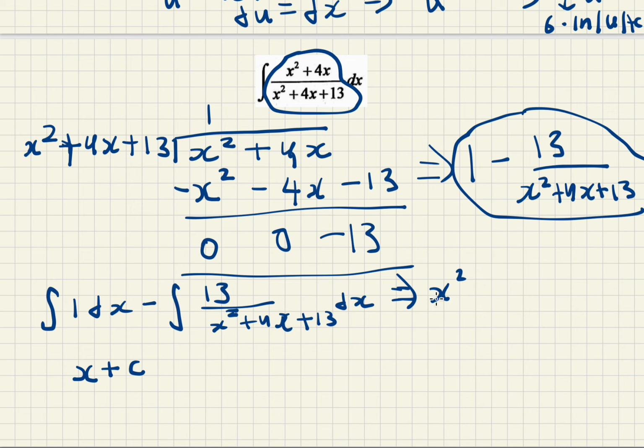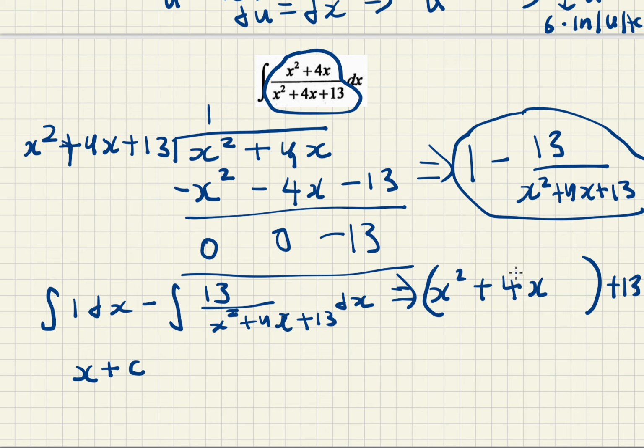Now this is ax squared plus bx, and the moment you write ax squared plus bx, put brackets around them and leave a space towards the right of bx, and then write plus c outside the brackets. Now what we're doing here is we're completing the square.